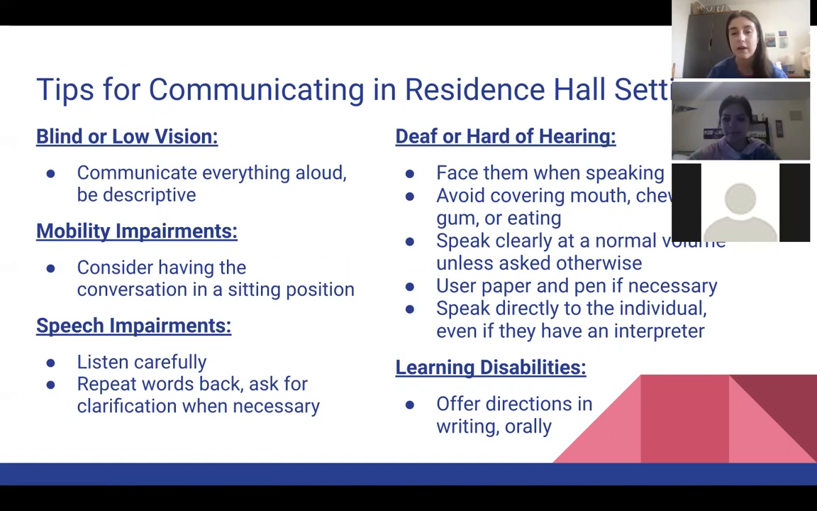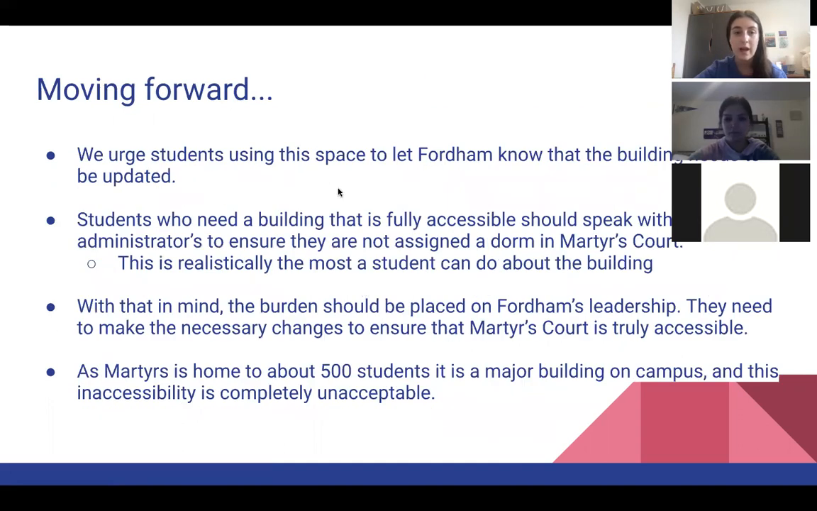And it's important to speak directly to the individual, even if an interpreter is present. And for learning disabilities, it's important to accommodate those and offer directions any way possible, especially written or oral. And so moving forward, of course, we ourselves can't make the building accessible, but we can urge students who are members of this community or have been members of the community in the past, such as the three of us, to let Fordham know that this building really does need to be updated.